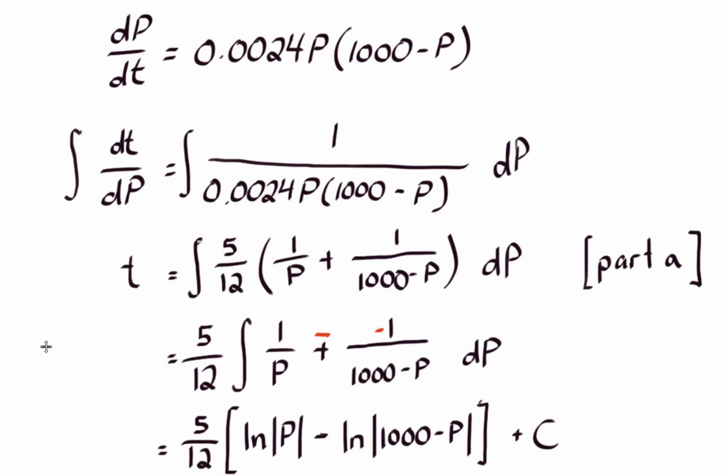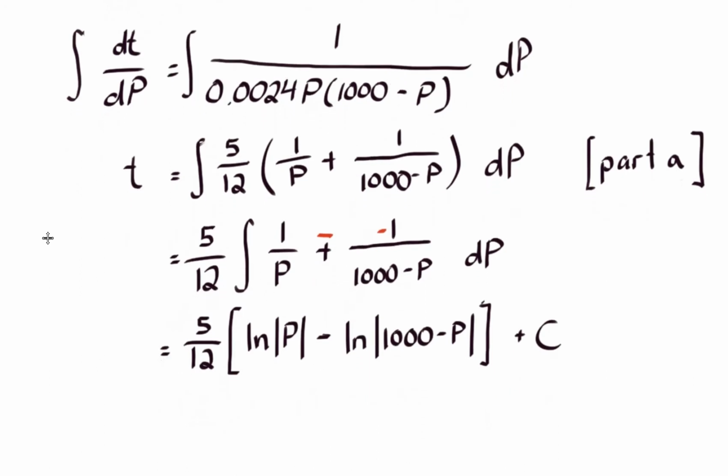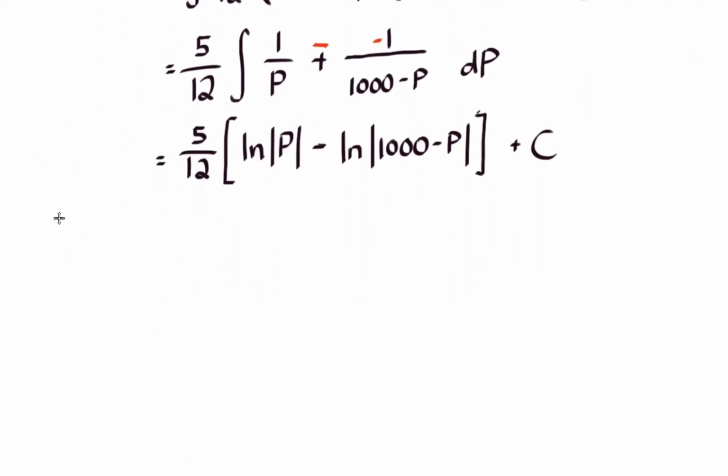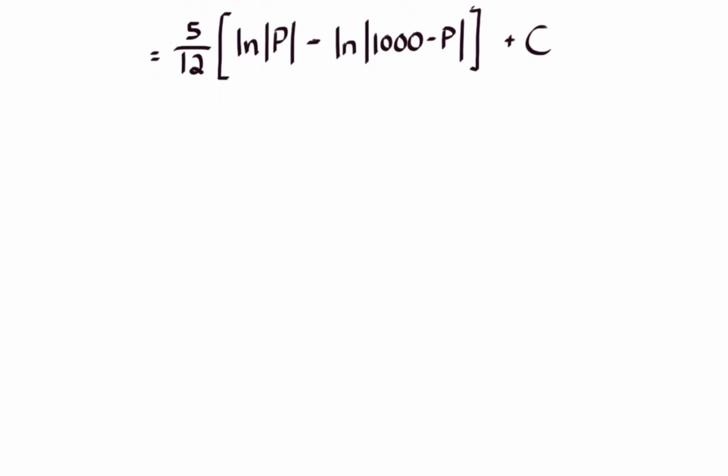But we're not done yet. We need to make p the subject of our equation. At the moment, t is the subject. So let's begin the process of making p the subject. First of all, we'll subtract the constant c from both sides.